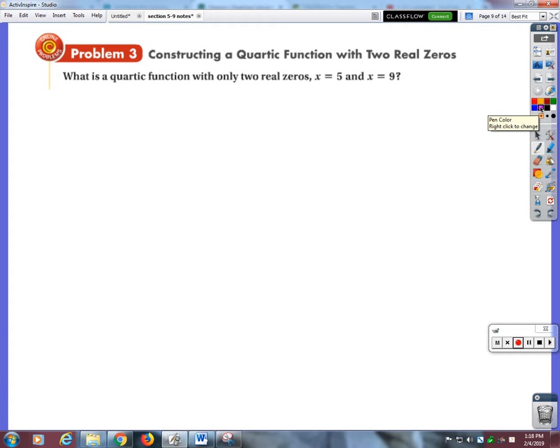Okay, next one. What is a quartic function with only two real zeros, x equals 5 and x equals 9? Quartic means what degree? Fourth degree. So if you know that these two things are the zeros, what can you put in parentheses? Good. X minus 5 and x minus 9. But if I FOILed that out, what degree polynomial would I get? Only 2. I'd only get a quad.